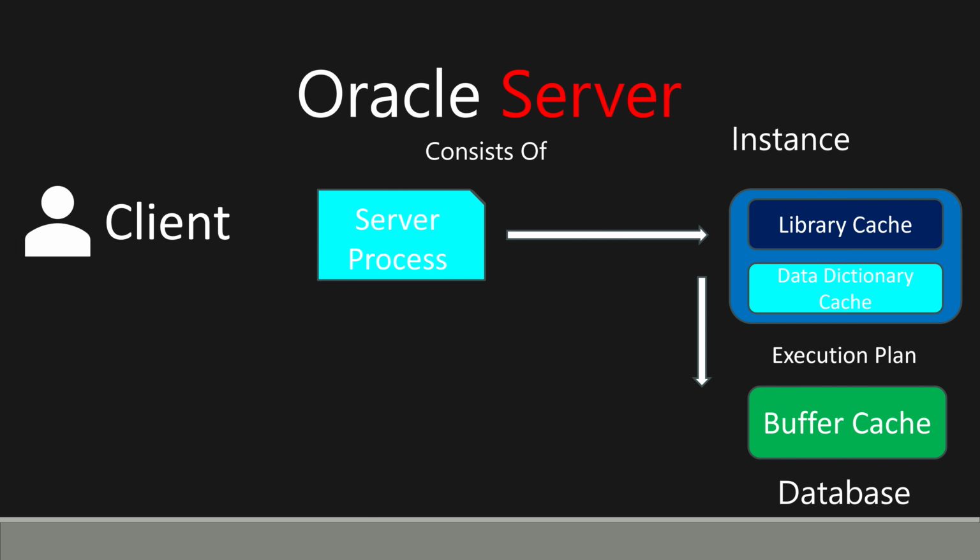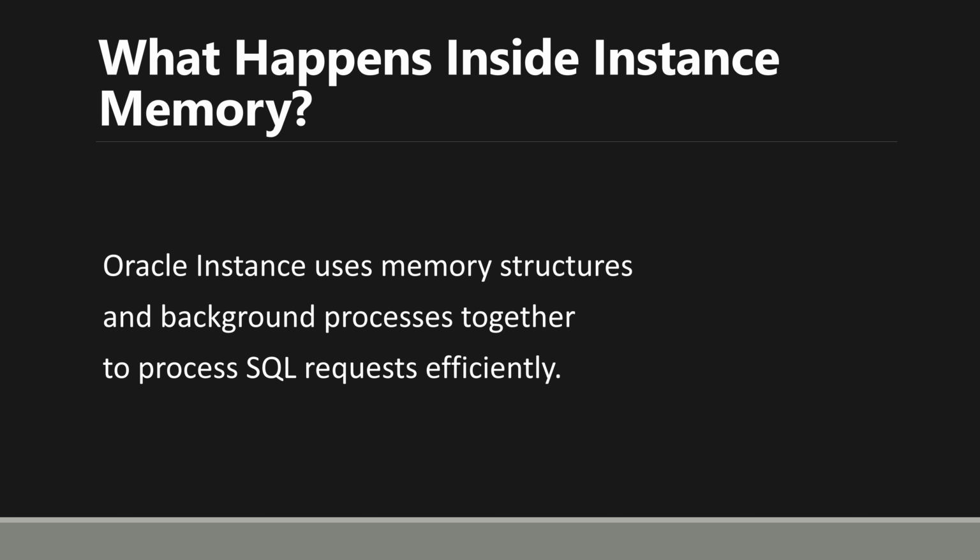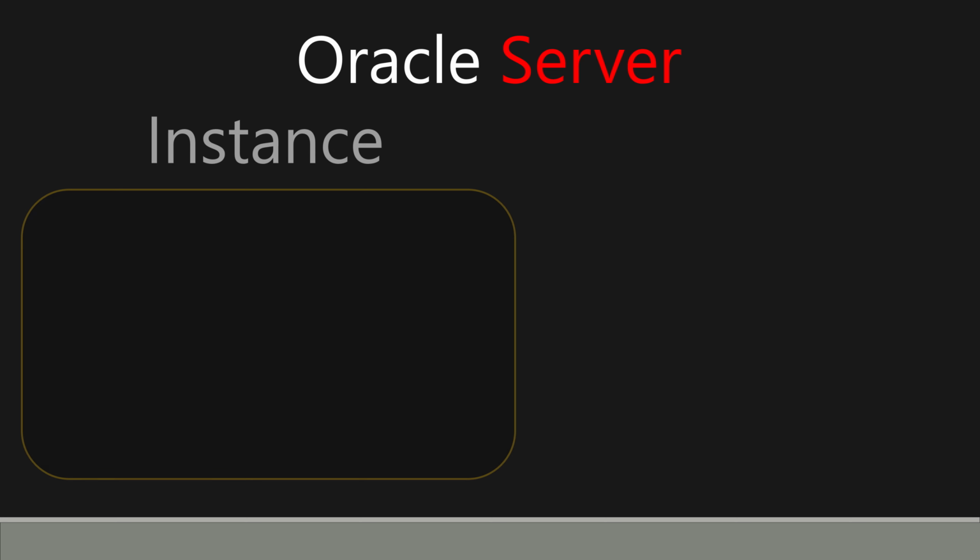Oracle checks the buffer cache after parsing. Buffer cache stores frequently accessed data blocks in memory. If required blocks are not available in memory, then Oracle reads them from the data files into the buffer cache. When data gets modified, the modified blocks become dirty blocks. These dirty blocks are later written to data files by DB writer process. Oracle instance uses memory structures and background processes together to process SQL requests efficiently. The major memory structures inside Oracle instance are SGA and PGA.